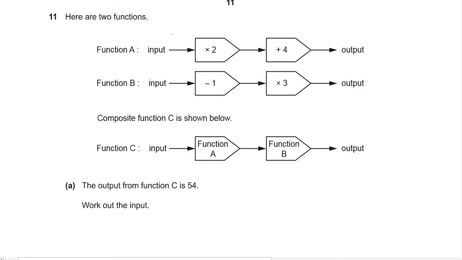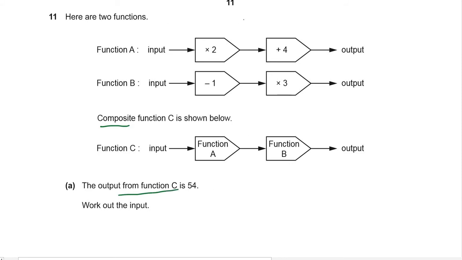Okay, here are two functions. A takes the input, times it by 2 and adds 4. B takes the input, takes away 1 from it and times it by 3. Okay, so we have a composite function, C, shown below. It takes the input, does A, then does B, then outputs. Right, the output from function C is 54.